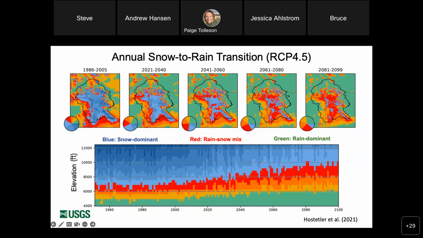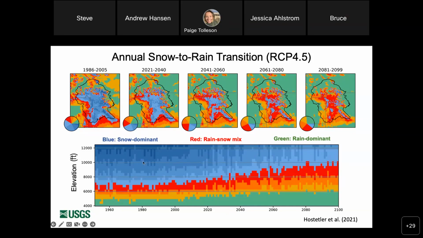And by the time we get to the end of the century, only the highest elevations are actually snow dominant, and a lot of it has been replaced by the rain-snow mixed, which is the areas that are currently and in the future will be most susceptible to rain on snow type events, because those are the areas that are most prone to have substantial changes in temperature, warm fronts coming in and causing these events.